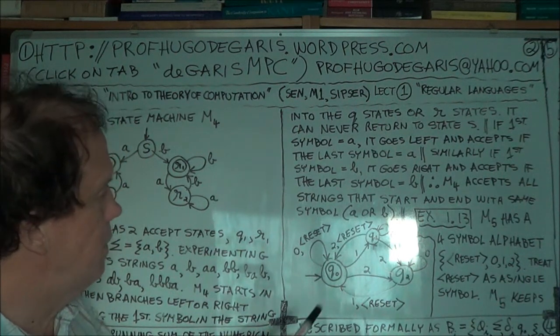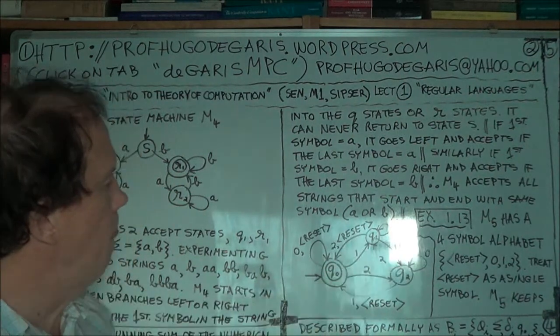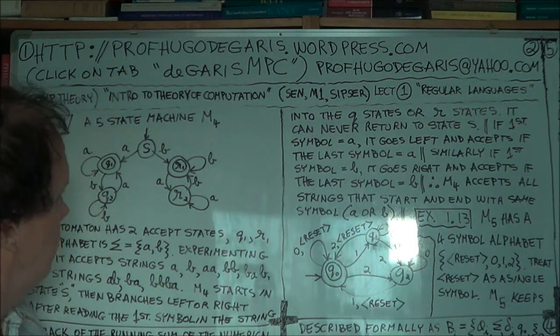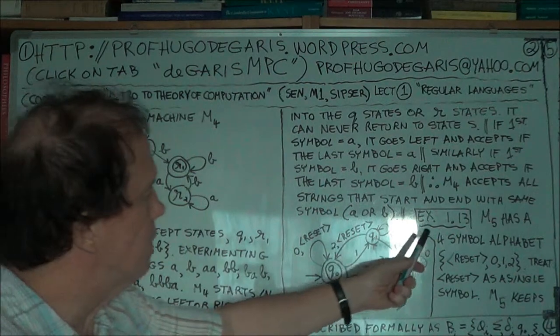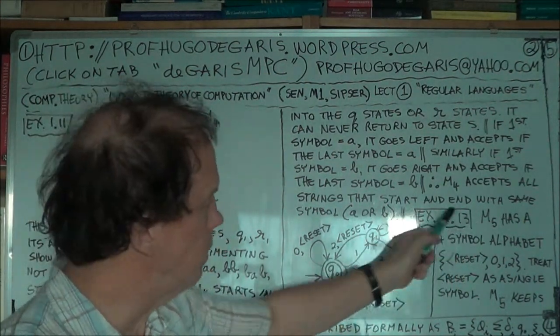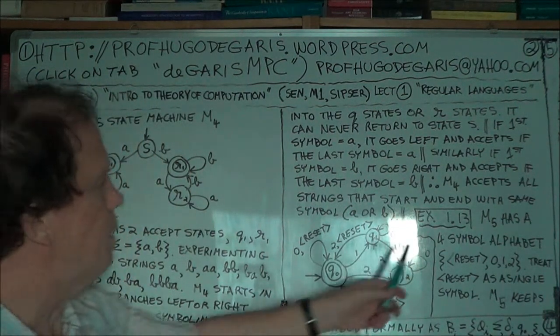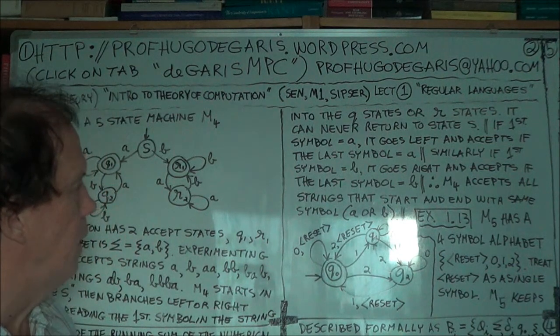Alright, now here's a second example of an automaton. It's a bit more complicated, in some sense. This is example 1.13 in the text, using the same label as the example. So we'll call this M5, our fifth example.